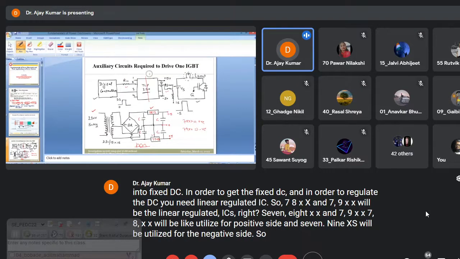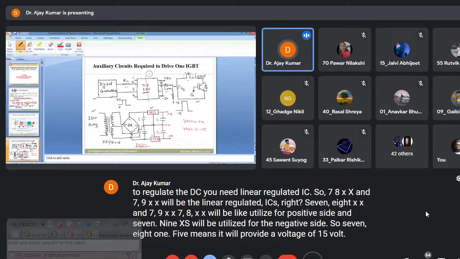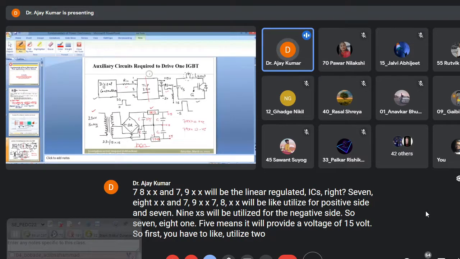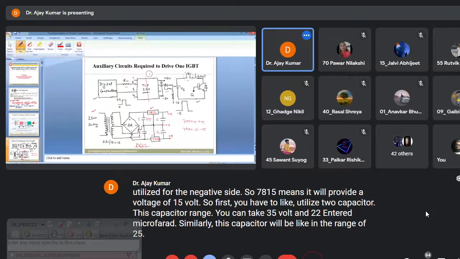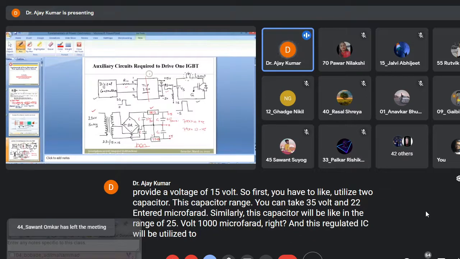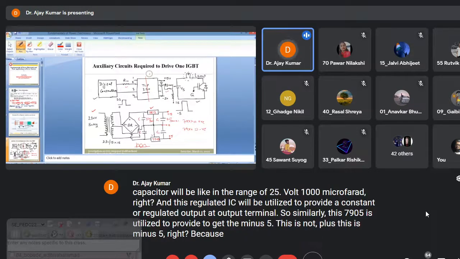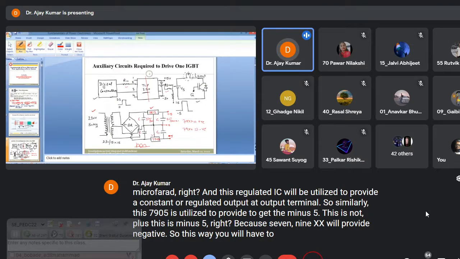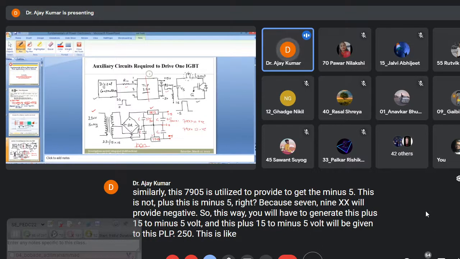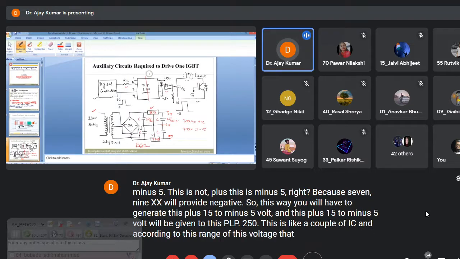So 7815 means it will provide a voltage of 15 volt. First you have to utilize 2 capacitors. This capacitor you can take as 35 volt and 2200 microfarad. Similarly, this capacitor will be in the range of 25 volt 1000 microfarad, right? And this regulator IC will be utilized to provide a constant, regulated output at the output terminal. Similarly, this 7905 is utilized to get the minus 5. This is not plus, this is minus 5, right? Because 79XX will provide the negative voltage. This way you generate this plus 15 to minus 5 volt, and it will be given to this TLP250. This is an optocoupler IC, and according to this voltage range, minus 5 to plus 15, you will get an output.